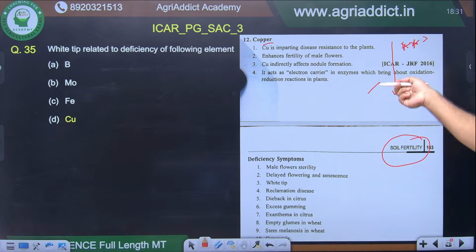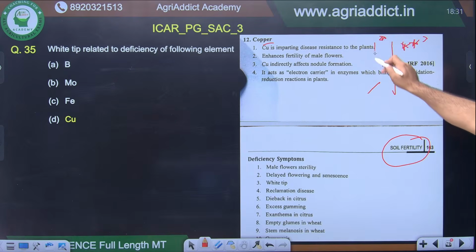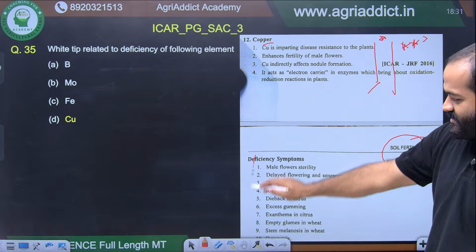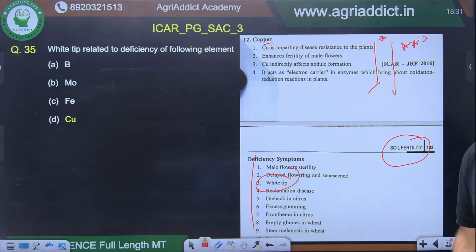This part has been taken to let you know that this is very important and you have to read the functions and also the deficiency symptoms. Here you can see white tip.